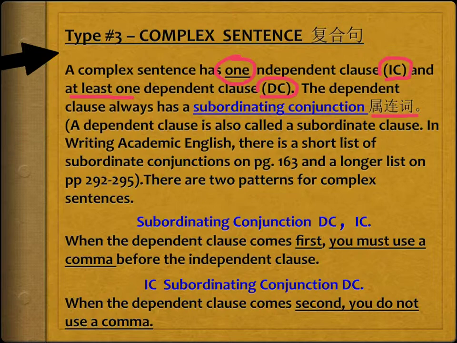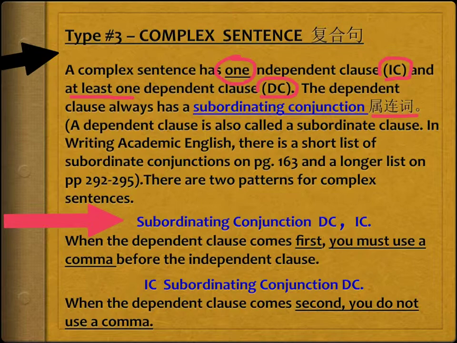Okay. A dependent clause is also called a subordinate clause. A subordinate, the idea is you are under the authority of someone else. A subordinate is someone under the authority of someone else. A dependent clause is under the authority of an independent clause. Okay? A dependent clause is also called a subordinate clause. In your Writing Academic English book, you can find a list of subordinate conjunctions on page 163 and page 292 to 295.